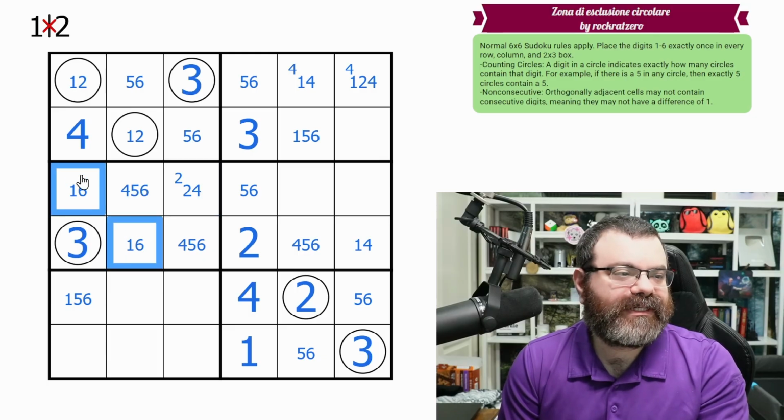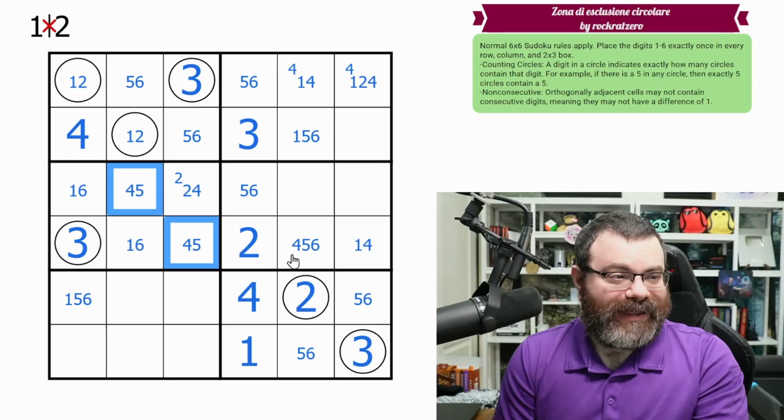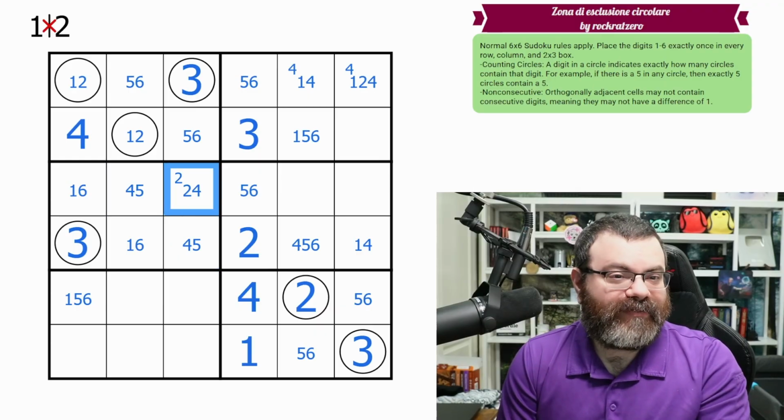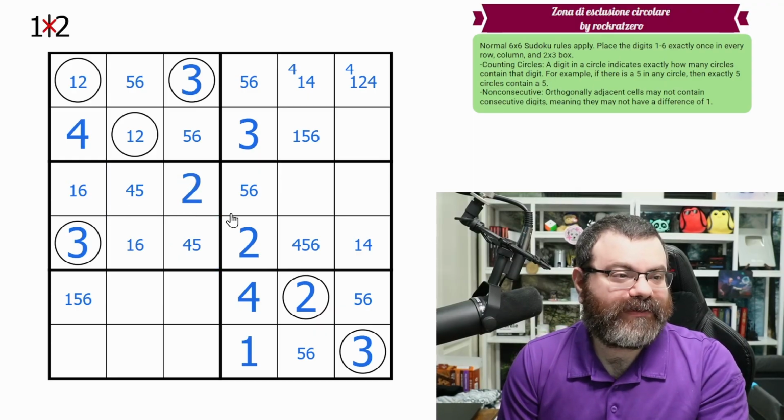Let's see, this is a 1, 6 pair. When did that happen? So these can't be 6. That's a 4, 5 pair, so this has to be 2. I just wasn't paying attention to that, I guess. Don't know when that happened. 1, 2, 5, 6. This can't be 1. It's down to 2, 5, 6.